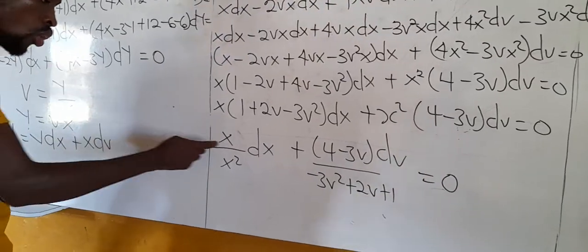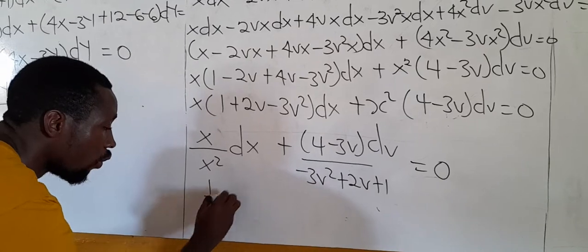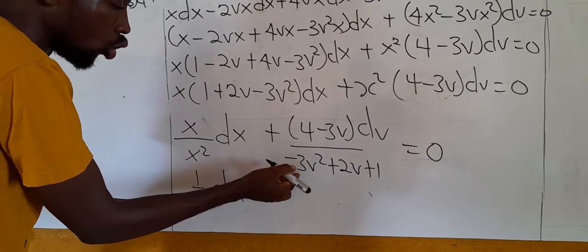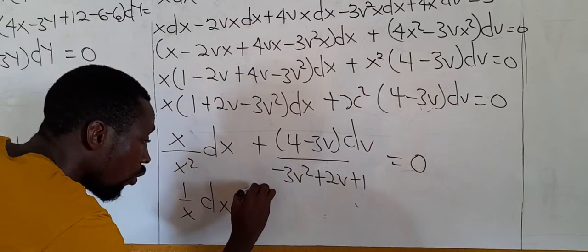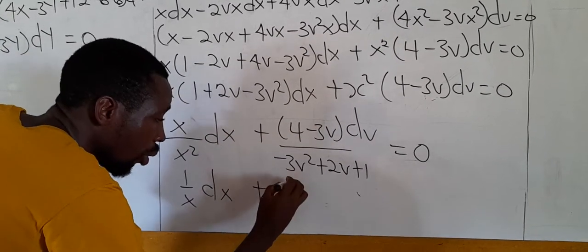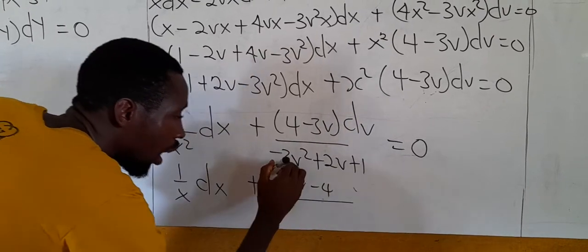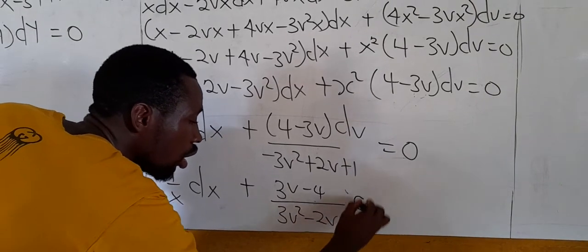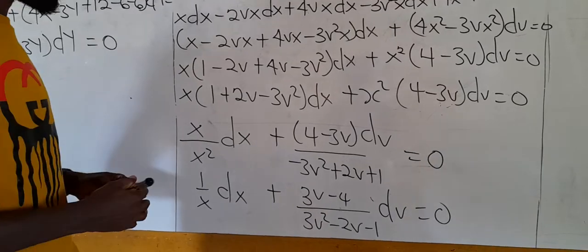So what can we get here? x can divide x squared, so we have 1 over x dx. I will multiply both the numerator and the denominator by negative 1 so that this negative can go. So we have plus, now this negative 3v becomes positive 3v, and this becomes negative 4, over positive 3v squared minus 2v minus 1 dv equals 0. Now we have made it separable.